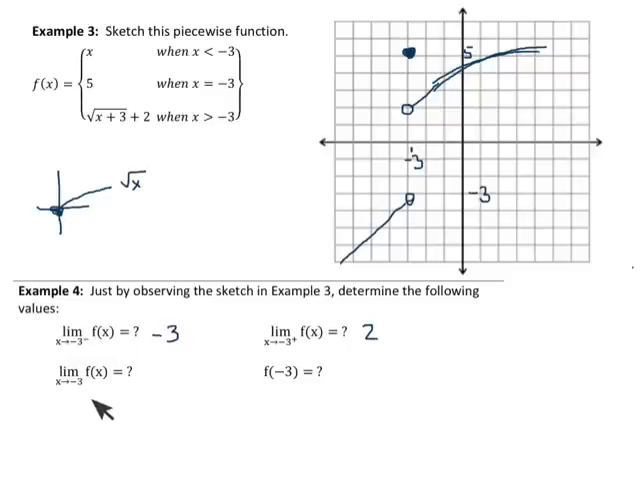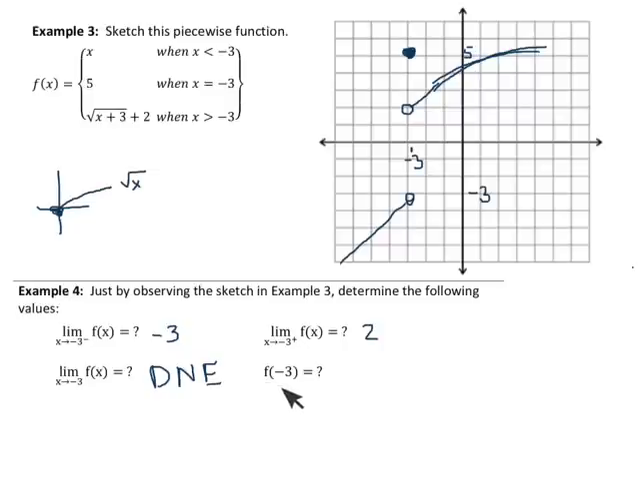Now let's look at the next one. As x approaches -3. Well, this one is the limit in general. Let's look at the left-hand side and the right-hand side. What can we say? Well, the left-hand side is -3. The right-hand side is 2. Well, let's think about that. The left-hand side and the right-hand side are not equal. So this limit does not exist. Alright, that's fine.